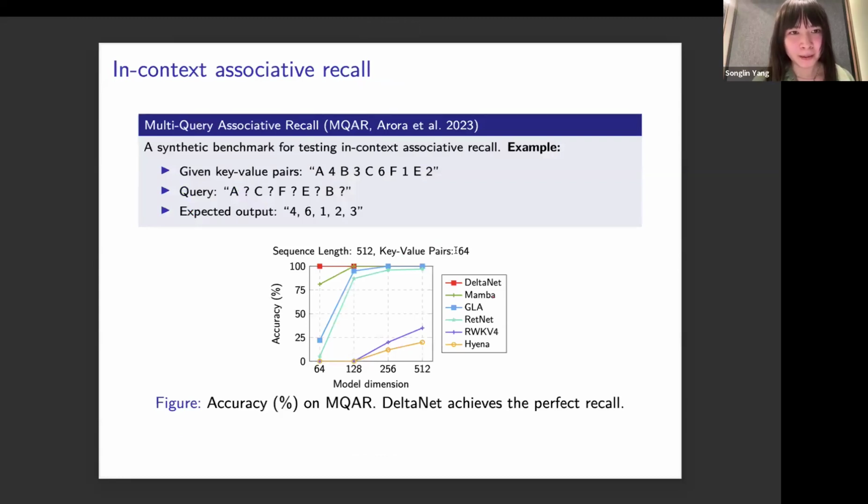Next, we have the in-context associative recall task, the MQAR task, which is very popular to test subquadratic models. The MQAR task is very simple. In the previous context, there are a bunch of capital letter and number associations provided. And then the model is asked to reconstruct the number associated with each capital letter.